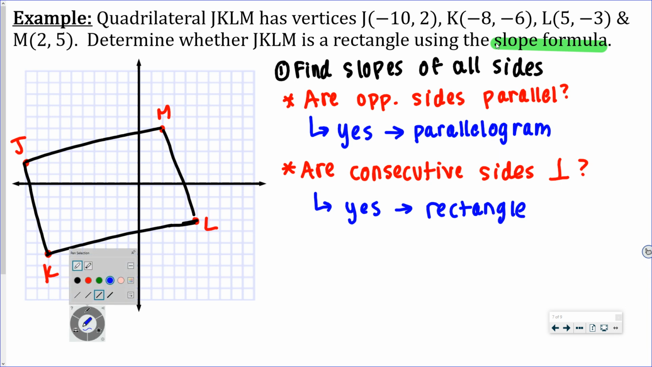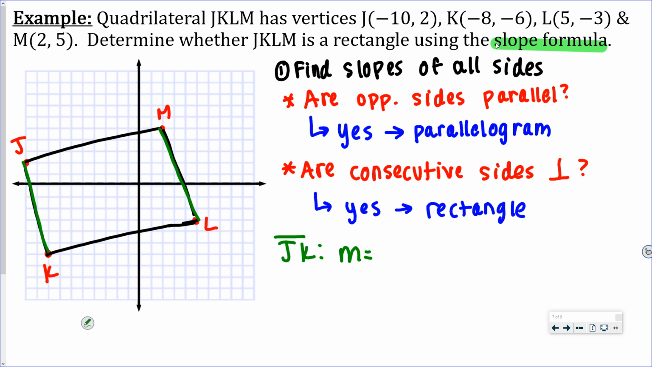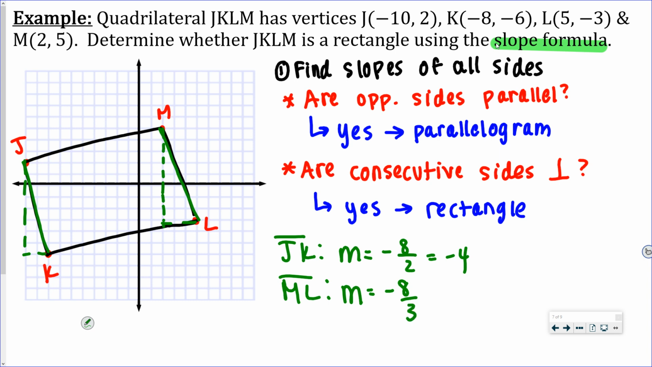I'm going to pick these sides. I'm going to pick JK and ML, and I'm going to calculate their slopes. Okay, I'm going to count rise over run. So I see it's going down 8 and to the right 2. So JK has a slope of -4. You don't have to pick these two sides, but I did. And then I count M going from M to L is going down 8, but to the right 3.